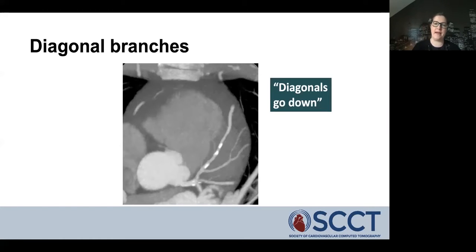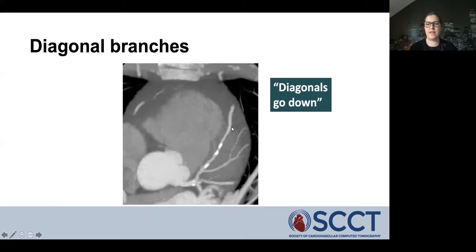So what he meant by that was, up at the top of the image here, this is the anterior of the image, this is the sternum. This is the bottom of the image, and the patient's lying like that in the CT scanner. So down is towards the posterior, at the back of the heart.